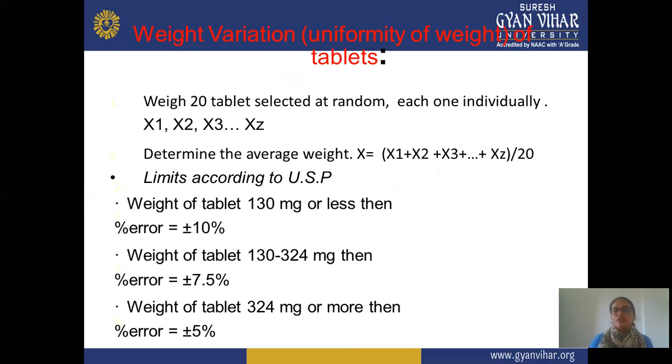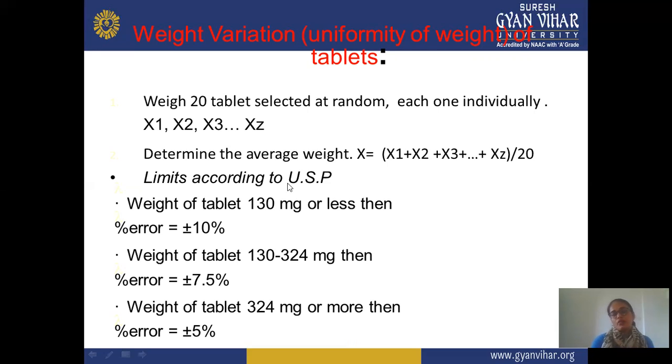After this weighing, you calculate the average. Average means the sum of all 20 tablets divided by 20. It's a formula. Determine the average weight: the average weight x̄ equals x1 plus x2 up to x20, so you are taking 20 tablets and dividing by 20, and that is the average weight.